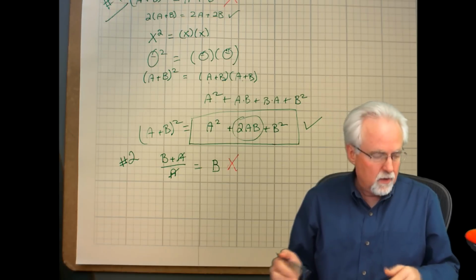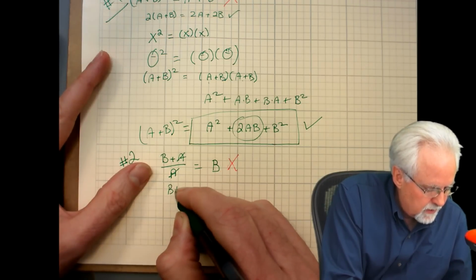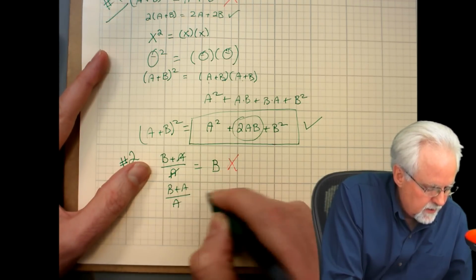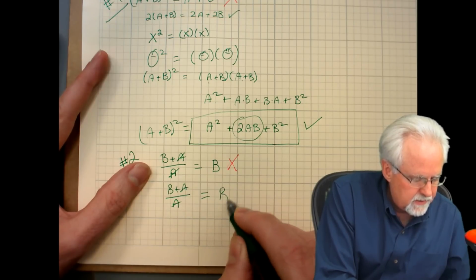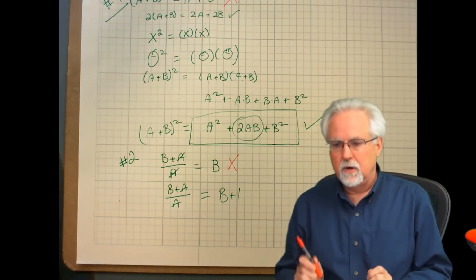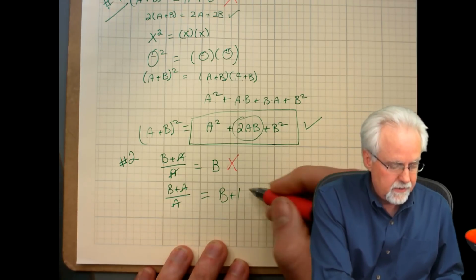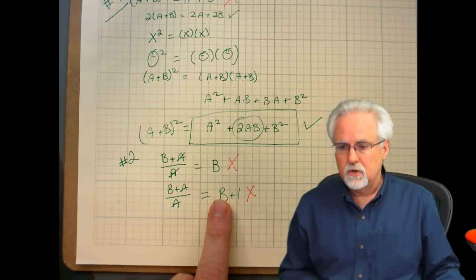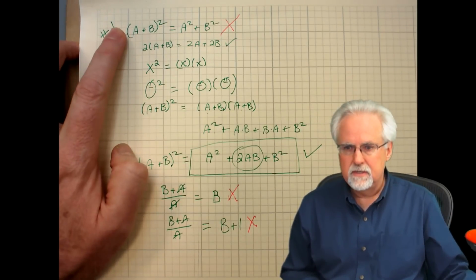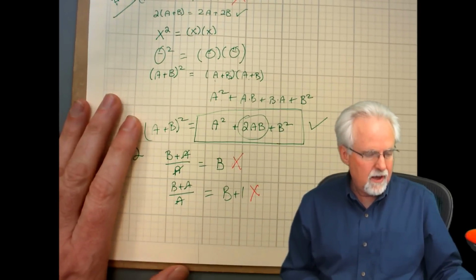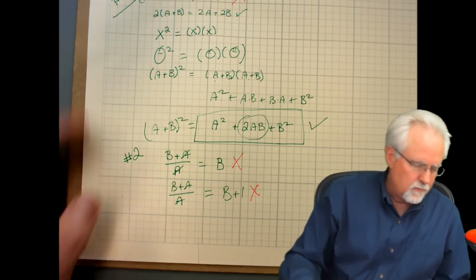Never cancel. Okay, some of you are a little bit more sophisticated, and what you would say is (b plus a) over a. You would say, well, this a and this a make 1, and so that's equal to b plus 1. You know what? Guess what? That is also wrong. That is wrong. This is crazy math. Okay, so how would you deal with this if you have (b plus a) over a? What does it equal to?